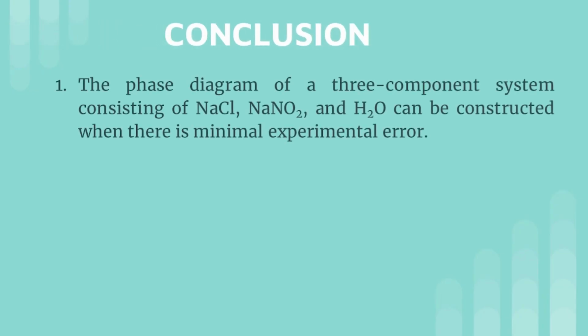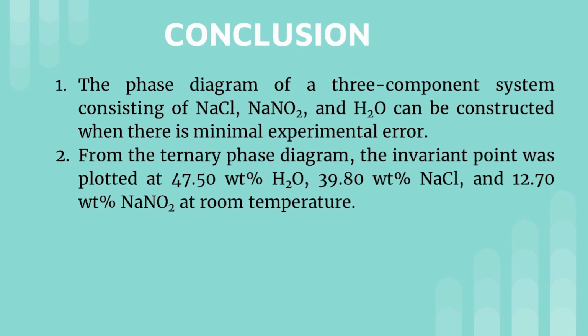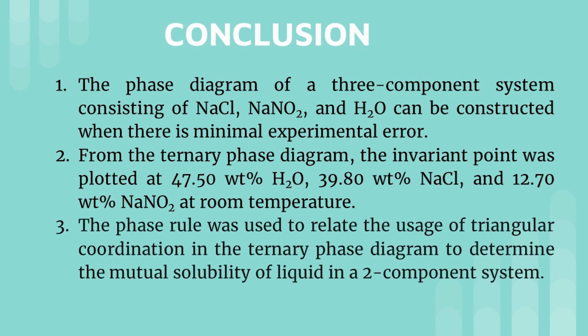The phase diagram of a three-component system consisting of NaCl, NaNO2, and H2O can be constructed when there is minimal experimental error. From the ternary phase diagram, the invariant point was plotted at 47.5% H2O, 39.8% NaCl, and 12.7% NaNO2 at room temperature. The phase rule was used to relate the usage of triangular coordination in the ternary phase diagram to determine the mutual solubility of liquid in a two-component system.